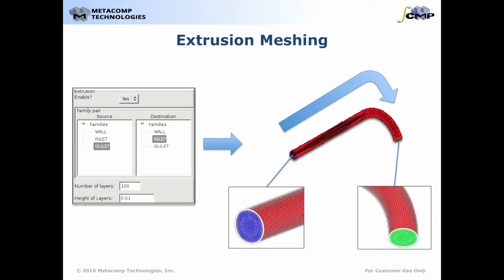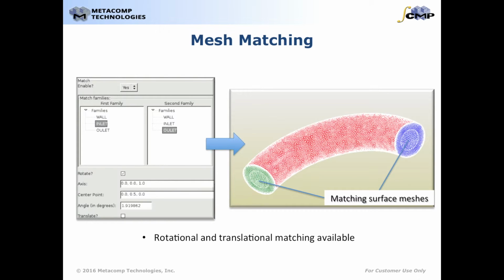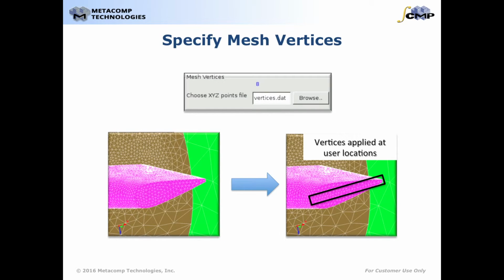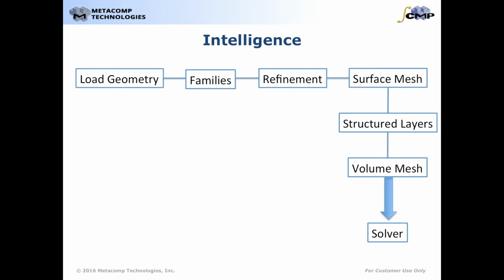IMIME has extrusion meshing capabilities, which can create a semi-structured mesh for pipe configurations, thus reducing the overall mesh count and improving mesh quality. IMIME has mesh matching capabilities, which can define matching surface meshes. This capability is useful for periodic geometries. IMIME provides the capability to specify the location of mesh vertices. This can be useful for post-processing applications.